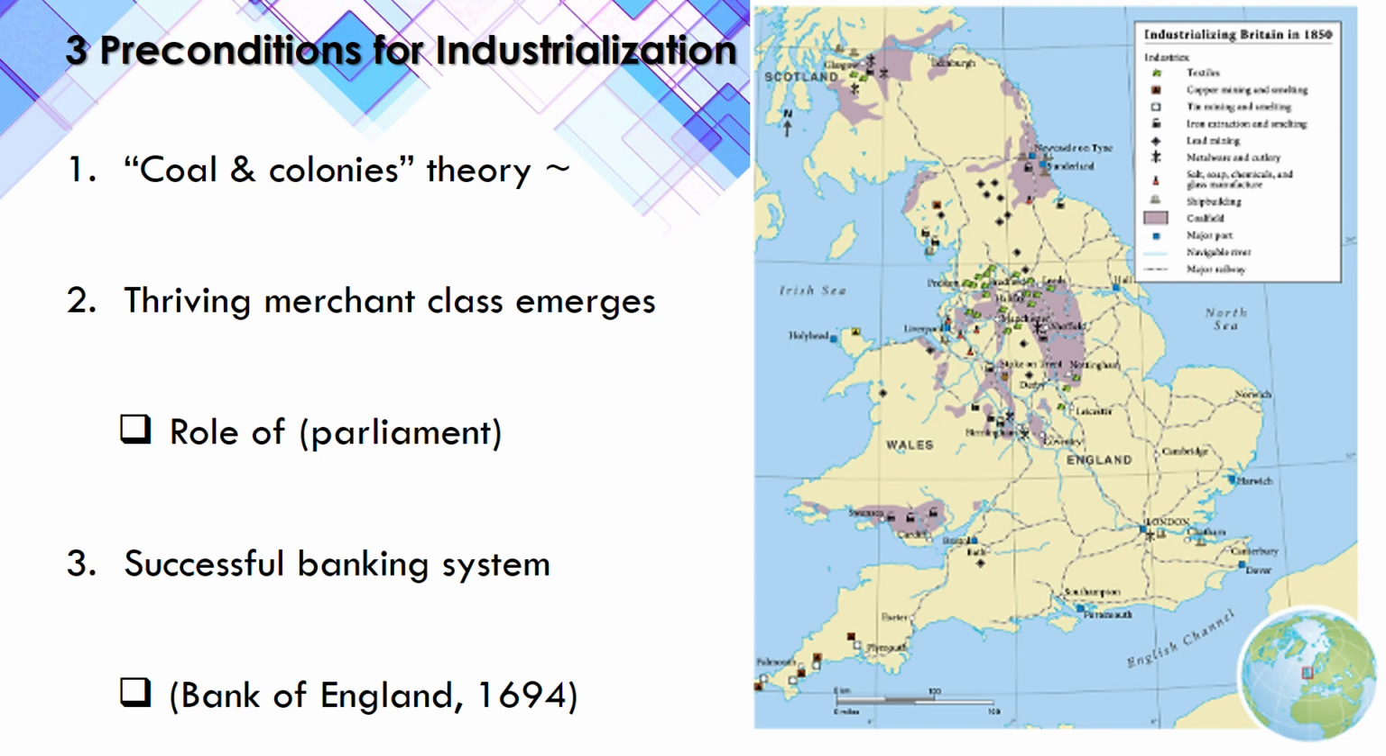Which was created in 1694. I don't know, do you know what the official bank of the United States is? Yeah, the Federal Reserve. I was hoping someone would say Bank of America, Bank of England, but it's the Federal Reserve. The Federal Reserve came into existence probably after 1913. So it hasn't been around that long.